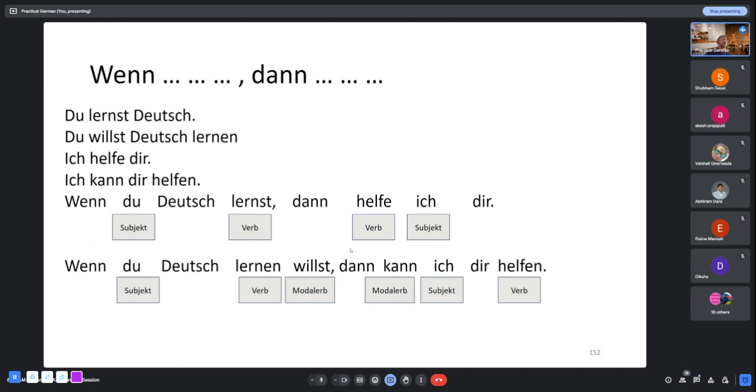What about dann? Again, as I said, when you use dann, the conjugated verb is just after it, right? So if I take this sentence, ich kann dir helfen, and if I want to put dann over here, all that will happen is that kann has to come before the subject, because only then it will be after dann. So dann kann ich dir helfen. So check, dann kann ich dir helfen. Understood? Any questions?